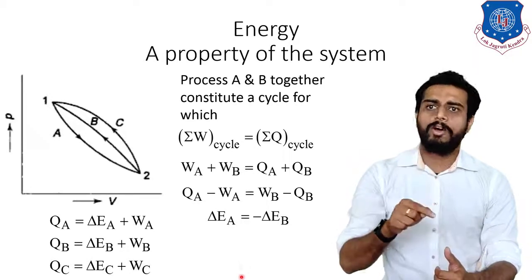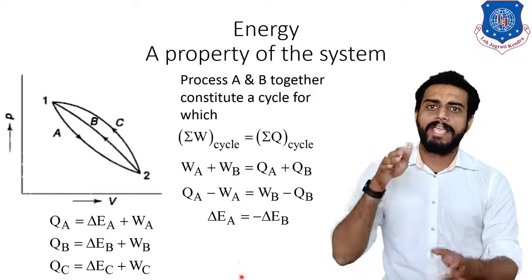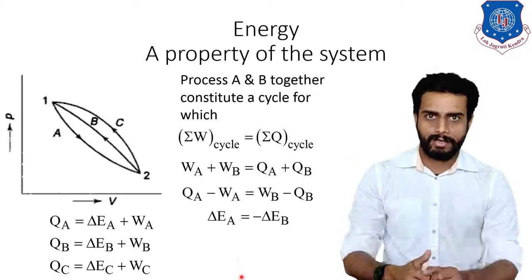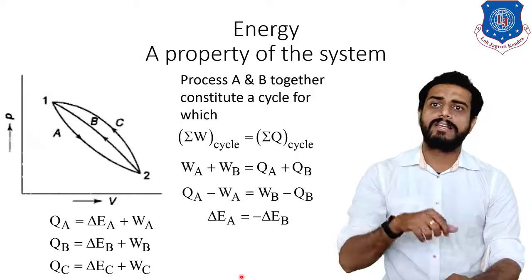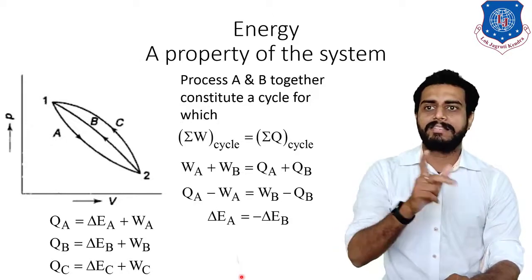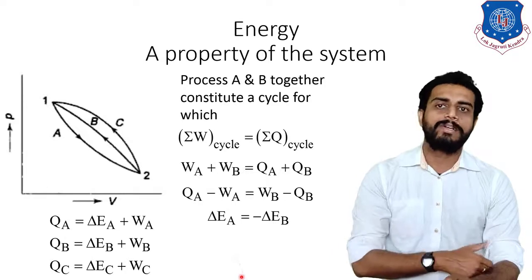That is due to the fact that A and B have different, opposite directions. That is why the minus symbol is there. Now, in the same way, let us consider the processes A and C together. So that will also constitute a cycle.